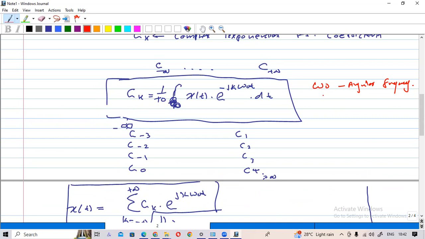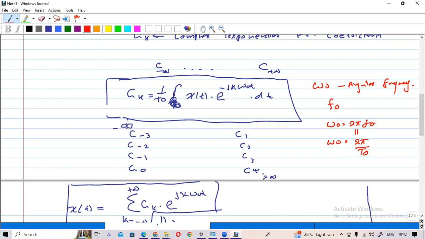So if we want to find the frequency f naught, what is the relationship? Omega naught is equal to 2π f naught. You know that omega naught is equal to 2π divided by one cycle time. One cycle duration angle is 2π, divided by one cycle time T naught, so you get the angular frequency. And 1 over T naught is equal to f naught.